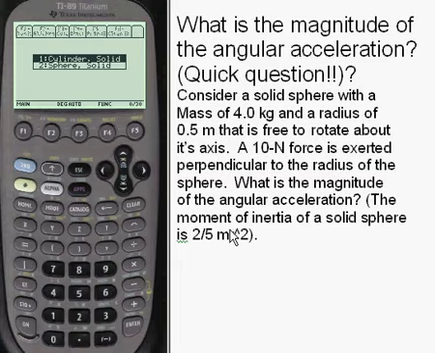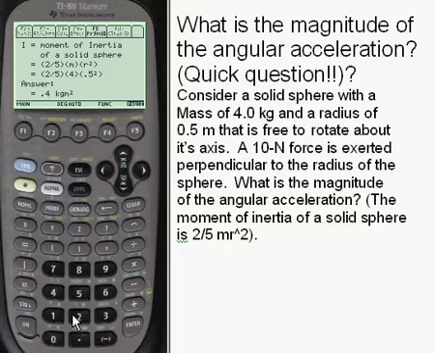Rods and discs and whatever they can dream up, they all have a slightly different formula for moment of inertia. In this case it says solid sphere, so we're going to choose number 2, sphere solid. And here's the moment of inertia. It's 2/5 mass times r squared. Here it is, what they gave you, but I already had that in here. And when you work out the calculations, it's 0.4 kilograms meter squared.